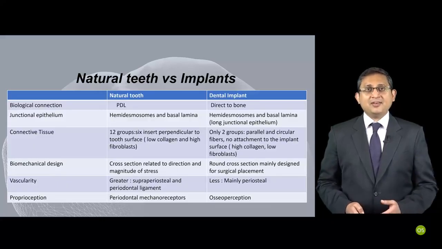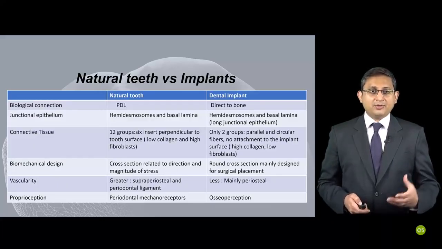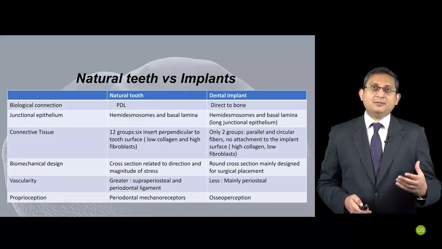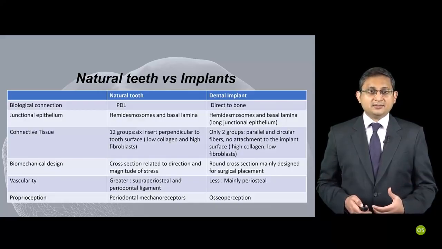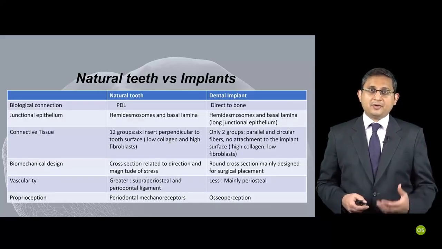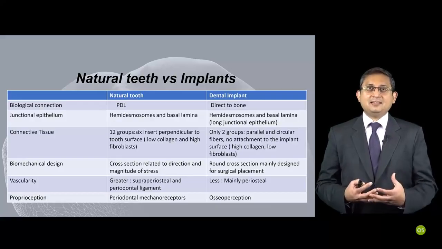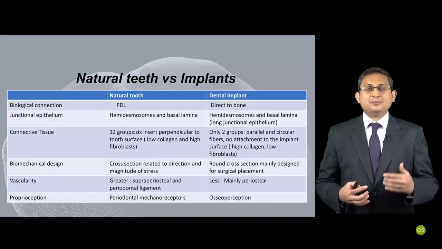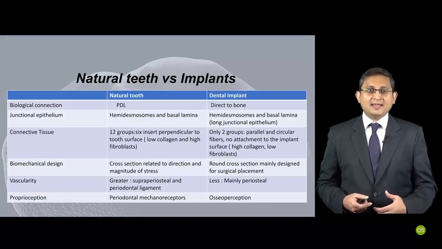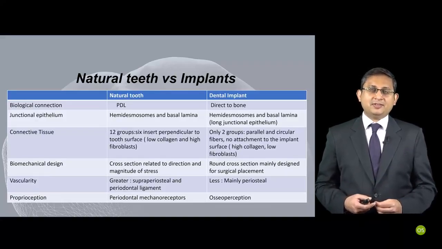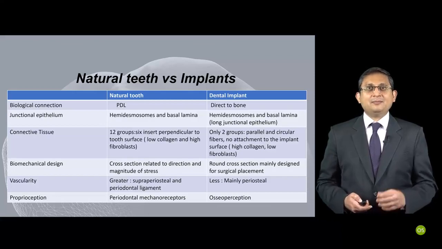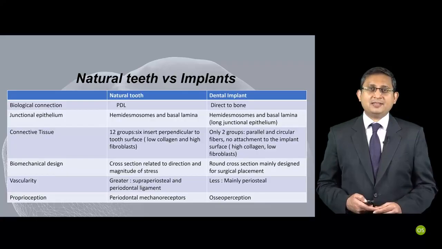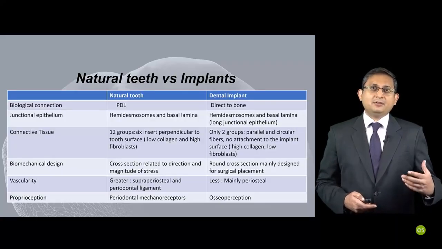You have vascularity, where you have greater vascularity with natural teeth. You have a supraperiosteal and periodontal ligament blood supply, which supplies really good vascularization to the teeth. Whereas with implants, you only have minor periosteal blood vessels, which help ever so slightly, providing some vascularity.